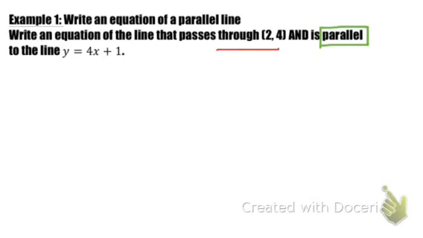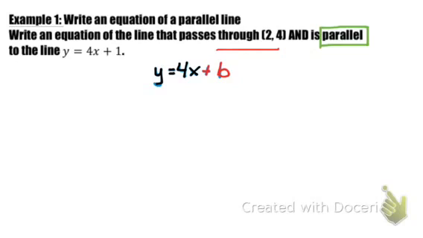So the fact that it's parallel and the fact that it passes through 2, 4, I want my slope to be the same. The only thing that will be different is my y-intercept. So if you look at, in black, I kept what I wanted. I wanted the y equals 4x. Now the y-intercept of plus 1 can go away because it's not going to cross at 1 if it's going to be parallel. Otherwise it's going to be the same exact line.